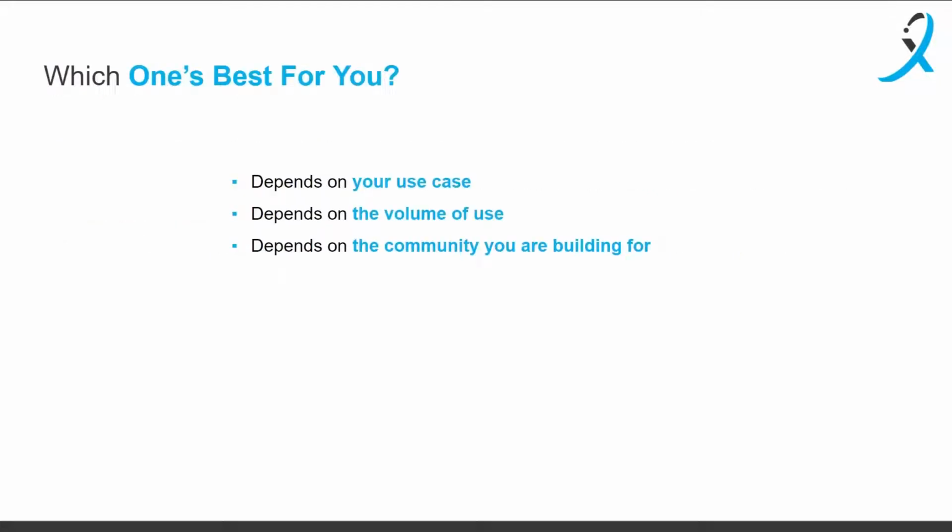And lastly, let's talk about which one's the best for you. And the answer, like in many cases, is it depends. It depends on your use case. It depends on the volume that you're going to use it, and it depends on the community you're building for. Sometimes the use cases are very simple, so you can go with a faster blockchain with simple NFT token standards, where your community is very price sensitive. So then you can choose Tron or Tezos or Flow or one of those.